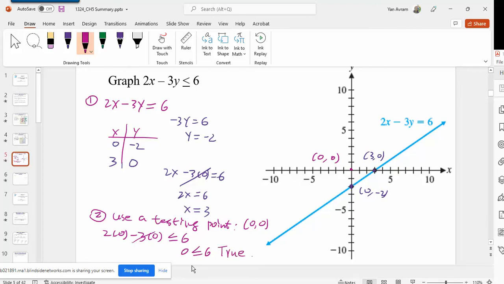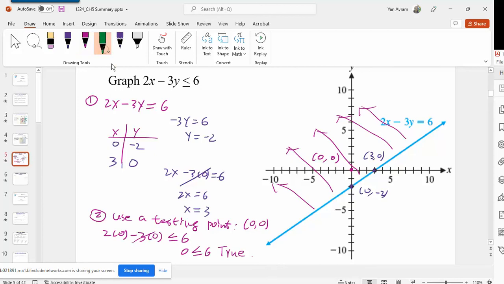So this one is true: 0 is less than or equal to 6. What does that mean here? That means this side is the solution. This half contains the (0, 0) point. This half is the solution, so we usually just shade this half. All right, so the inequality solution will be the entire region, this upper half of the region is the solution.